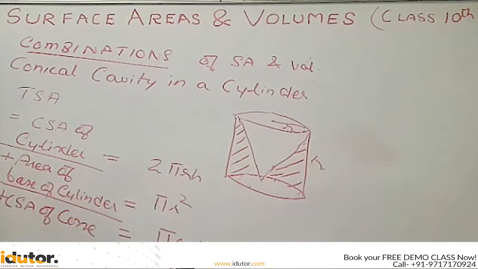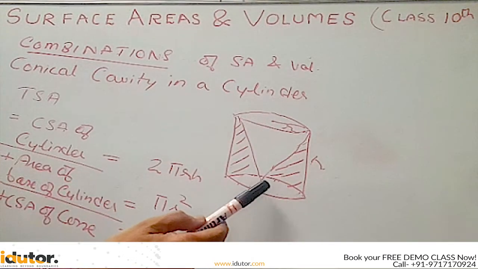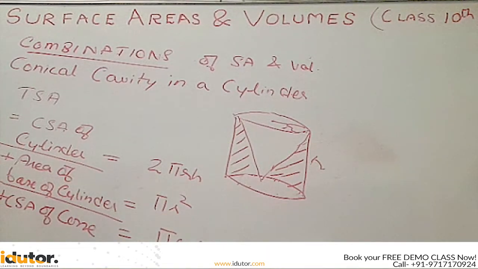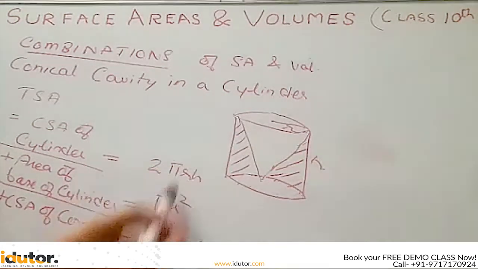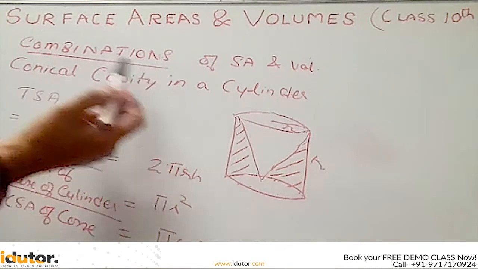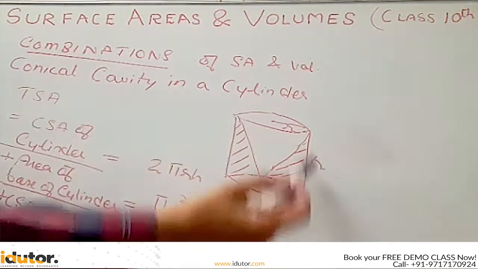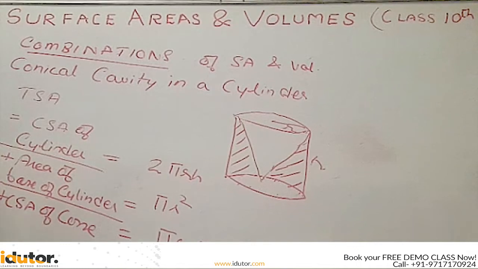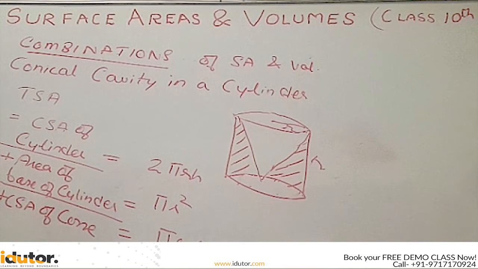So the wood has been taken out and the top portion is not there, so we are not including it. We are including the bottom part because this base is still there. So the area of the base of the cylinder is pi r square, this part. And we have the CSA of the cone, which is the inner part. We have to add them together and get the total surface area of this particular figure. So is it clear to you, students? Right. So we can move to the next topic now of combinations.